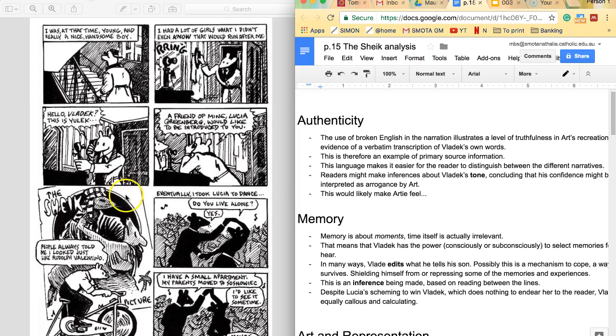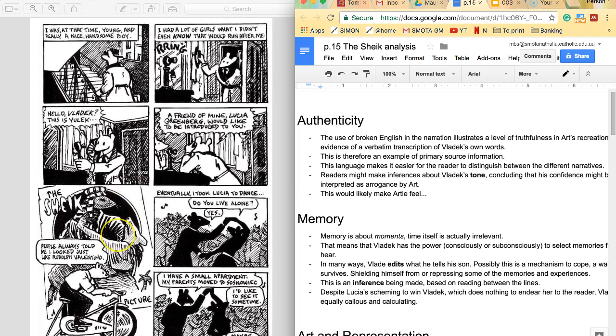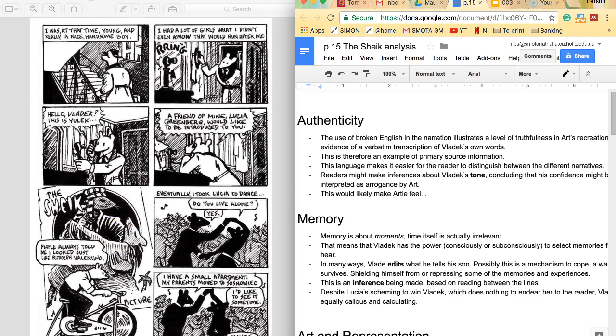So, the first one we were looking at, and this is from page, I think it's 15 in your version. And a couple of the points that I discussed with Mrs. Hando was what I wanted to bring up here. And the first one was this language here. "I was at that time young and really a nice, handsome boy."